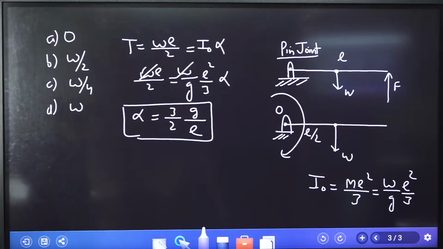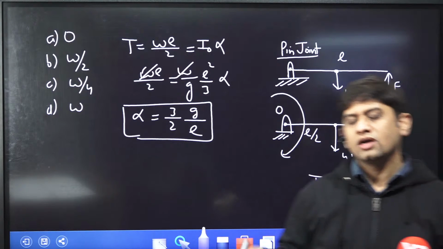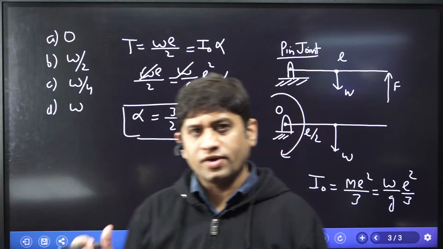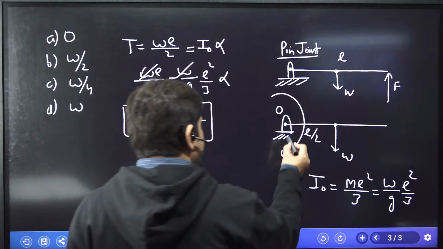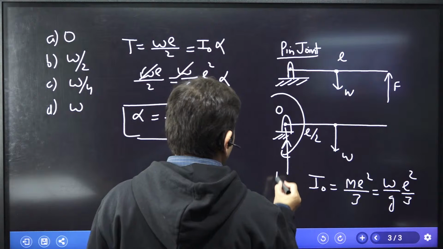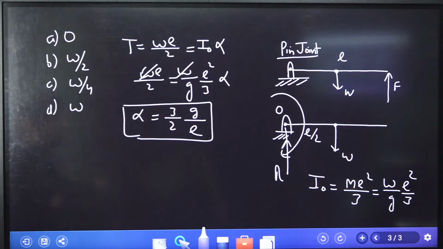Angular acceleration. And you know what? Sometimes he is going to ask you to calculate angular acceleration. So alpha is known now. But he is not asking you to calculate angular acceleration. In fact, he is asking you to calculate the reaction induced at the hinge point. Let's say the reaction induced is R.